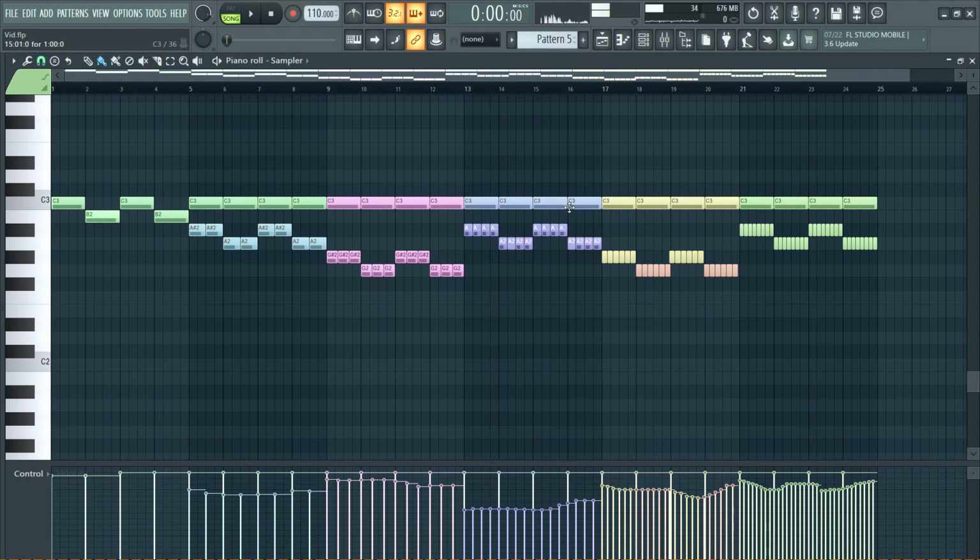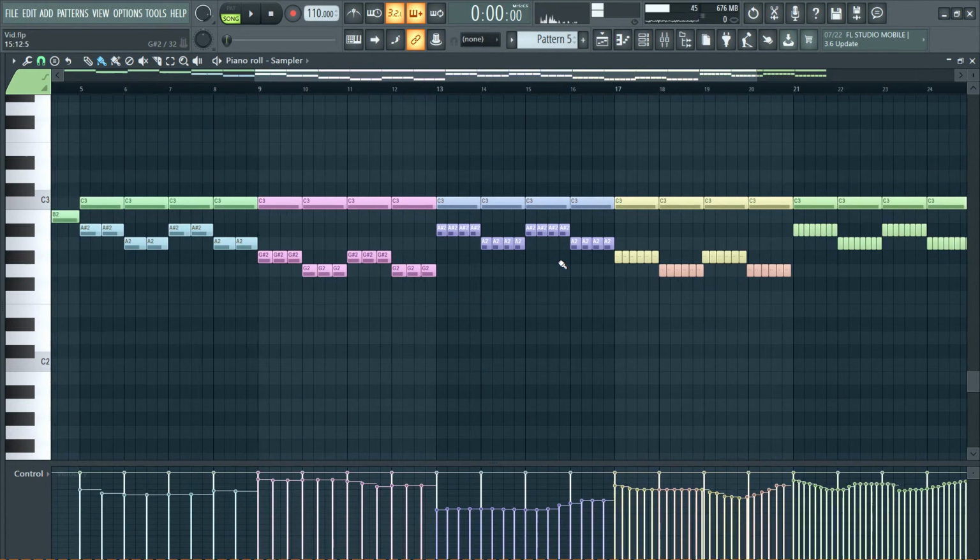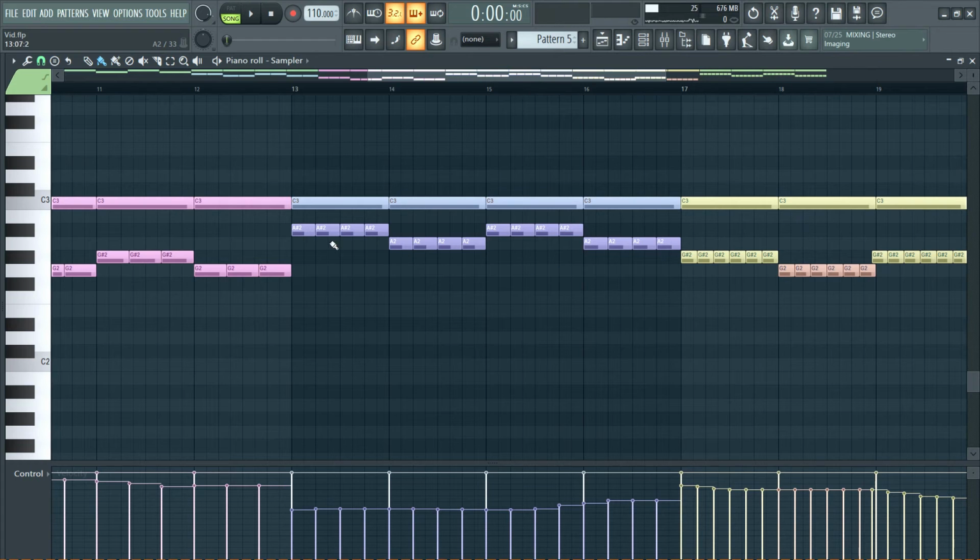Here you have 4 quarter notes, and each quarter note has 4 notes. Therefore, those are 16th notes, because you can fit 4 16th notes in one quarter note. Let me zoom in so it's easier to see. There are 4 notes here, and this is a quarter note, so each of these is a 16th note.